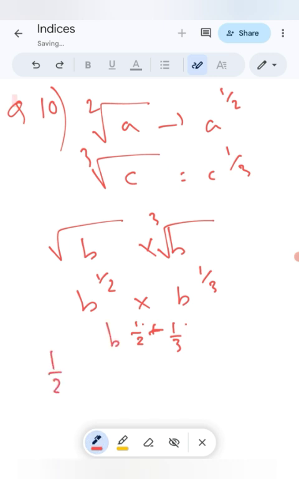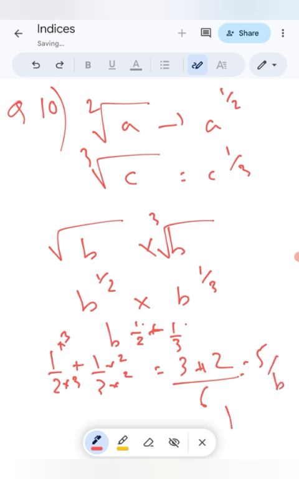1 upon 2 plus 1 upon 3. I know 3 and 2 LCM is 6, right? So 2 into 3 and 3 into 2. Whatever is being multiplied with the denominator is going to be multiplied with the numerator as well. So it becomes 3 plus 2, 3 ones are 3, 3 plus 2 upon 3 twos are 6. So that becomes 5 upon 6. So my final answer is going to be b raised to the power 5 upon 6.